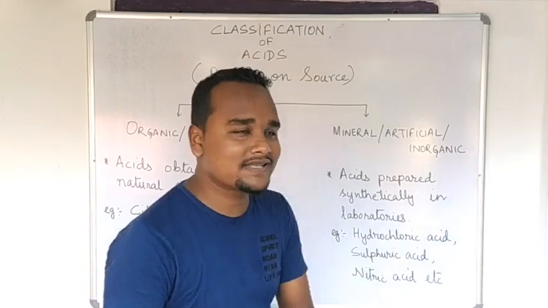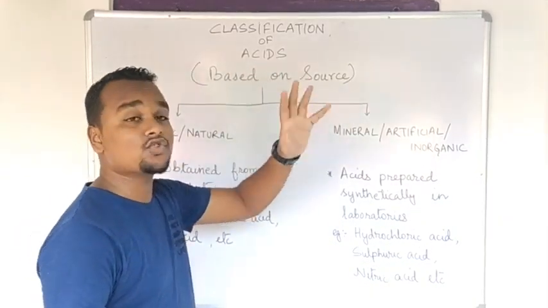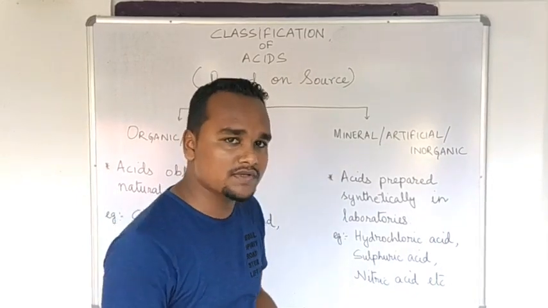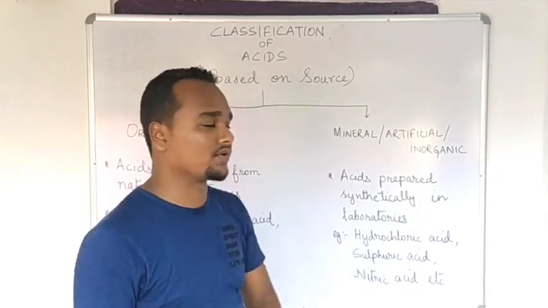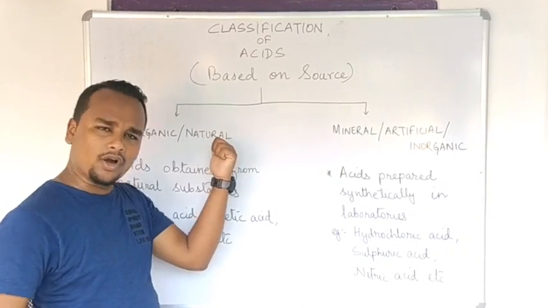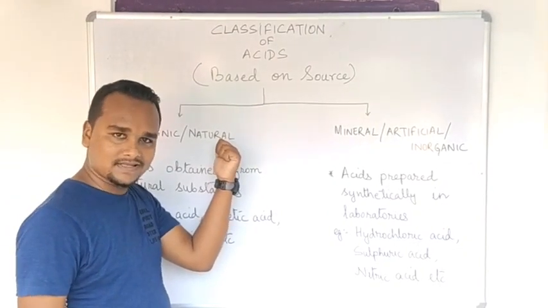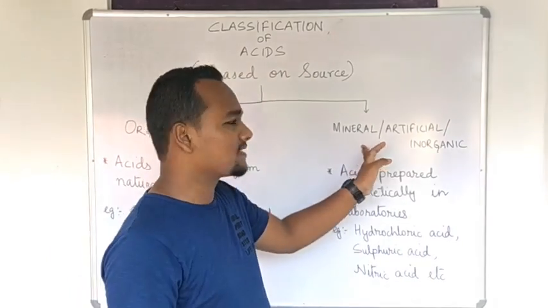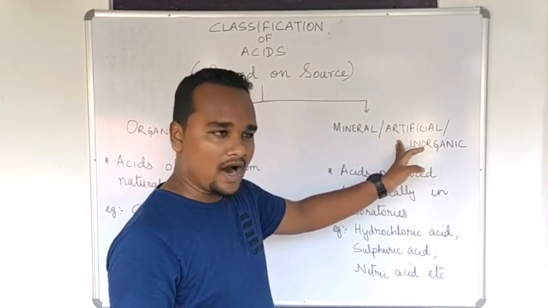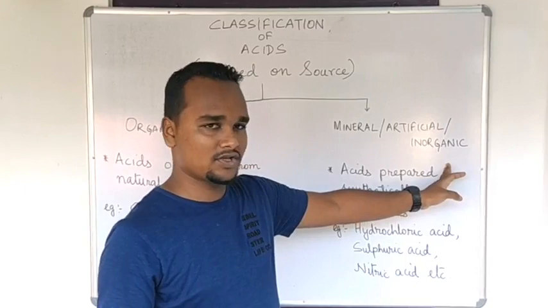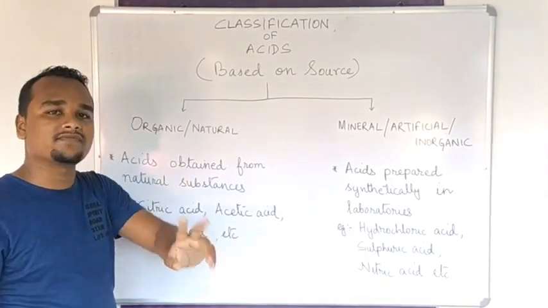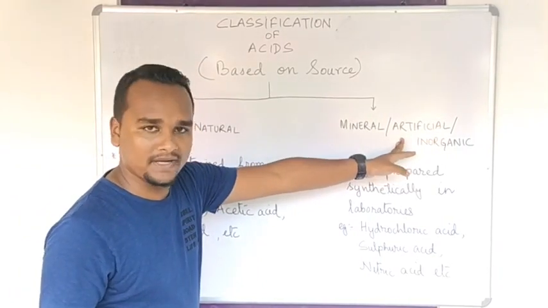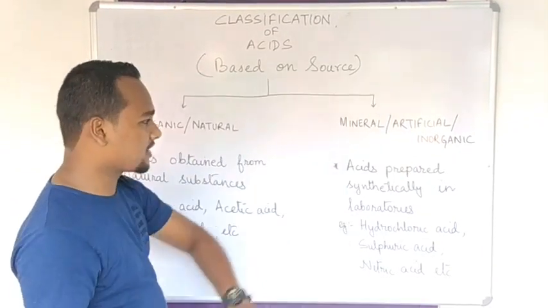Whatever you have learned from the explanation till now shows that acids are not such a big villain. So now let us see the classification of acids based on the source. That means from where we are finding it. Based on the source, acids are classified into two categories. One is organic or natural, meaning naturally occurring acids which are not made by anyone. And the next one is mineral, artificial or inorganic. Okay.